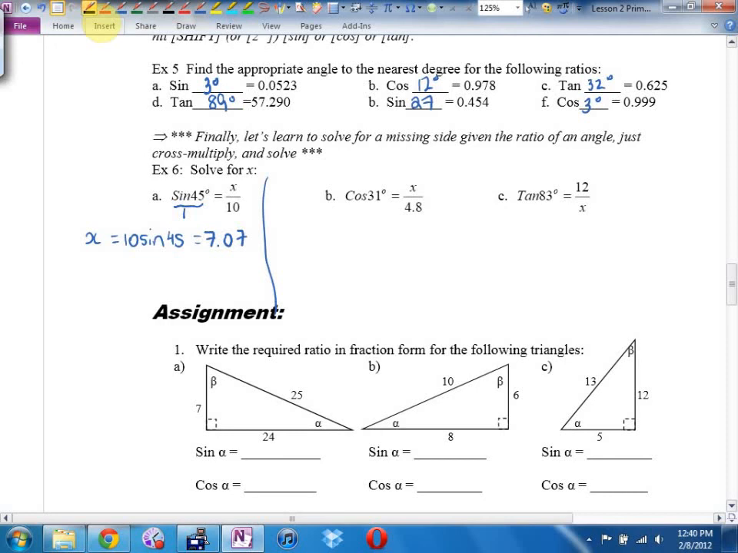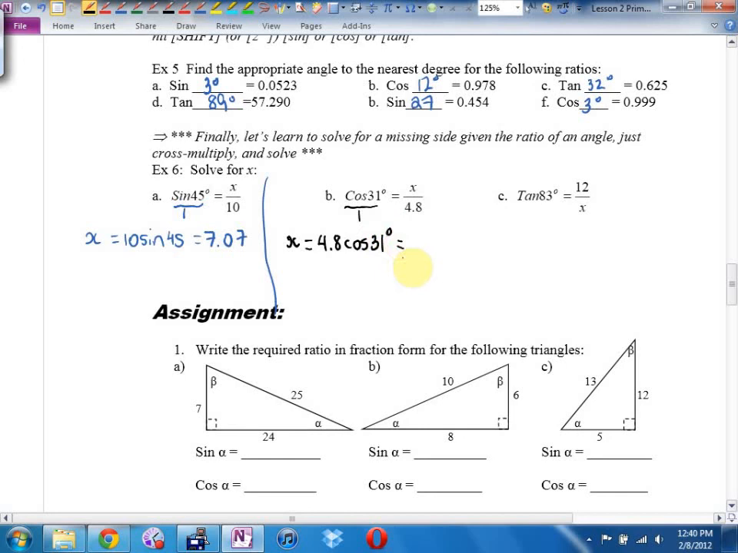B. Cosine of 31 equals x over 4.8. This is technically over 1. Tatiana, we cross multiply. What's 1 times x? Did you say 1x? And that's going to be equal to 4.8 times cos 31. I'm just going to write 4.8 times cos 31. Is the x by itself already, Tatiana? Yeah, then go straight to your calculator. What is 4.8 times the cos of 31?